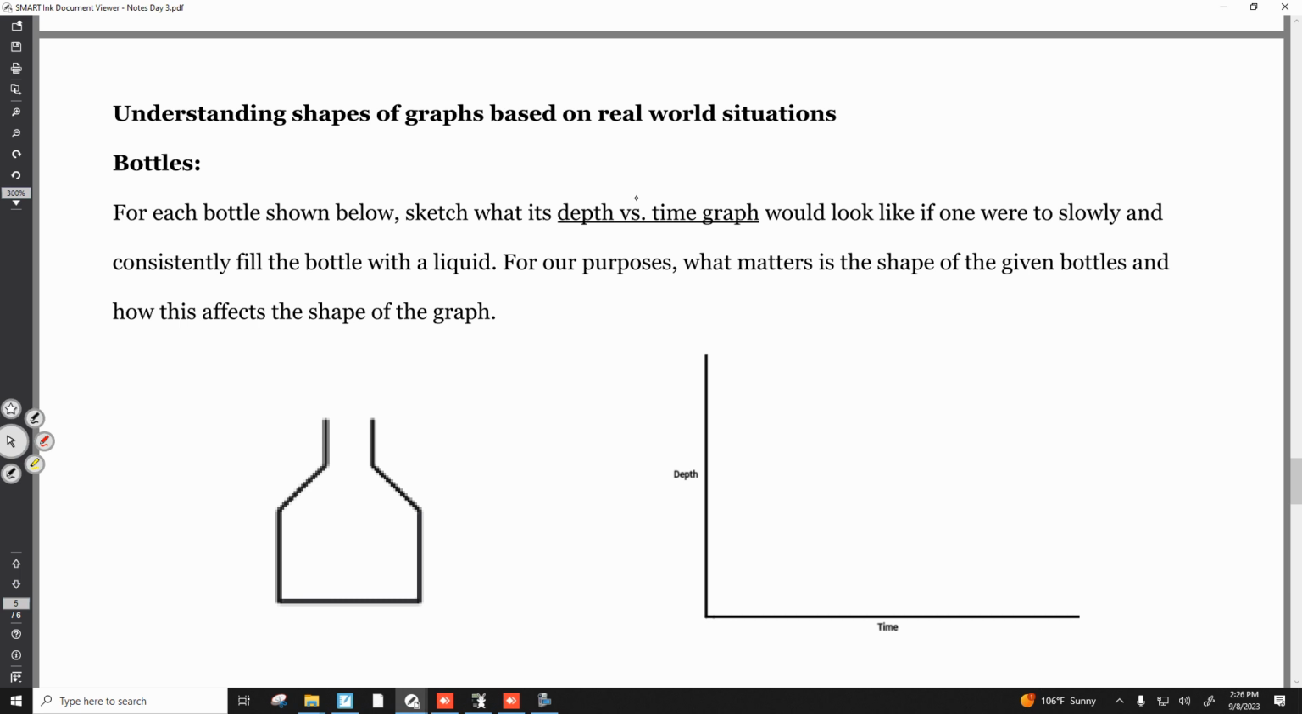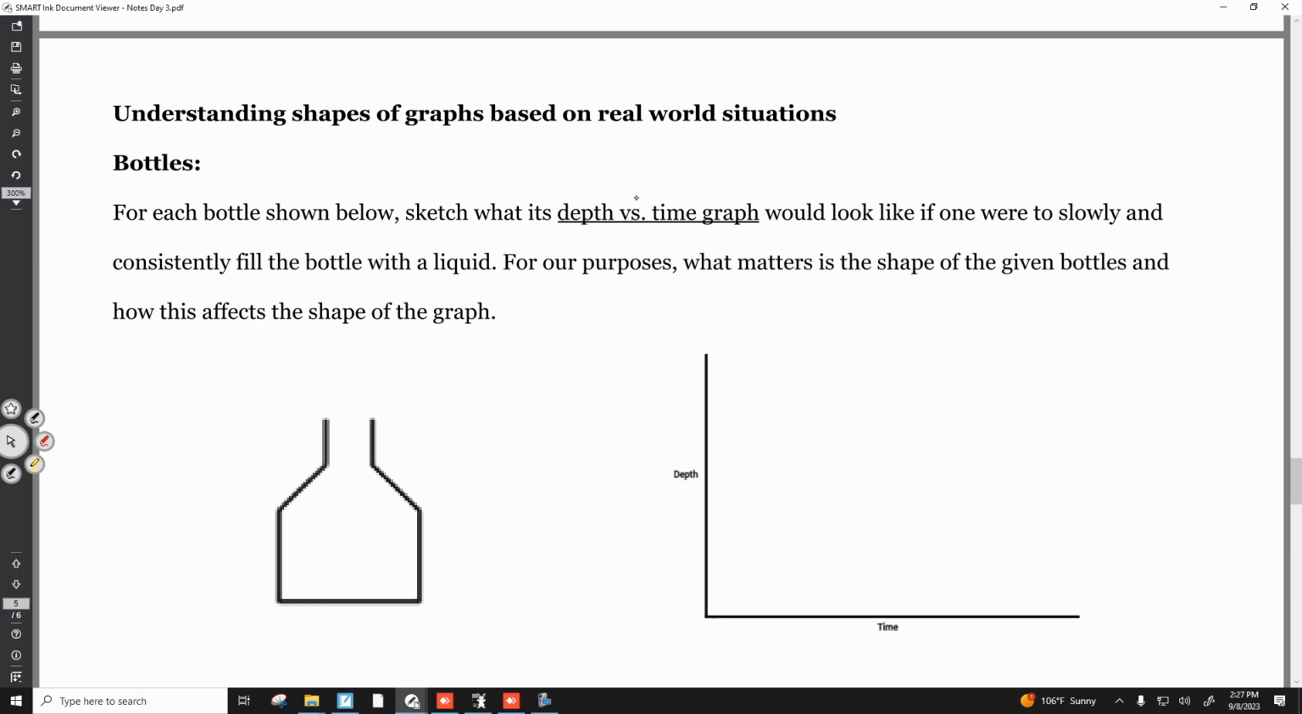Ooh, this one, what is going on? The bottom's going to fill up really quickly, right? Because it's nice and skinny. But then we're going to slow down because it gets wider. So I think you're going to win. You're probably going to be second, Walsh.